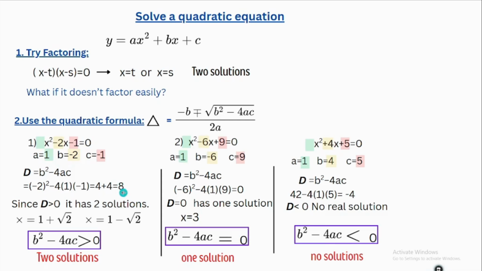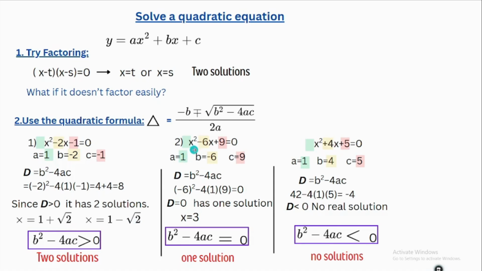If the discriminant is positive, greater than 0, we have two solutions. This only shows how many solutions we have. To get the solutions, we have to complete using the formula. We will put this number here under the root, plug in negative b and a, and complete to find the two answers.